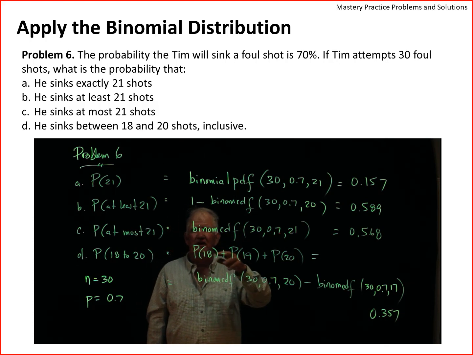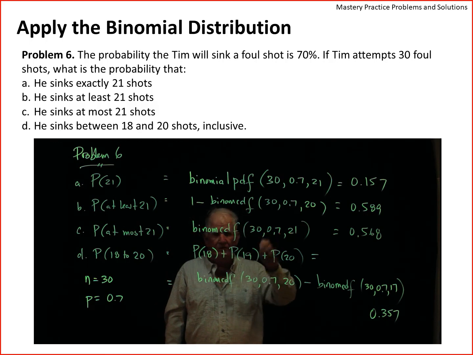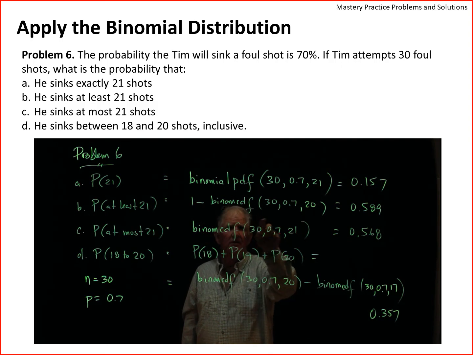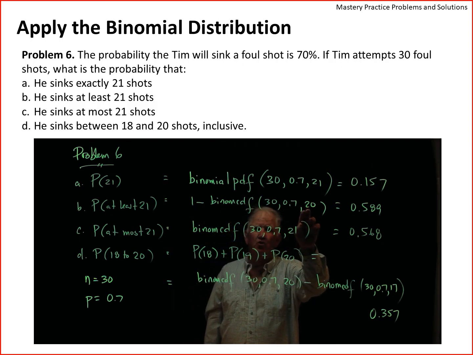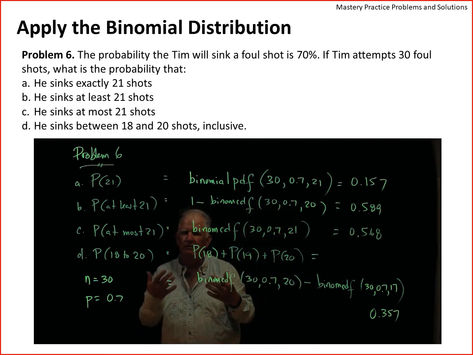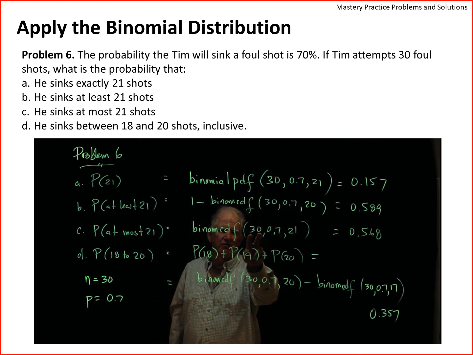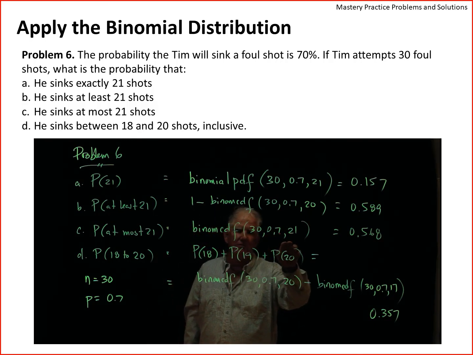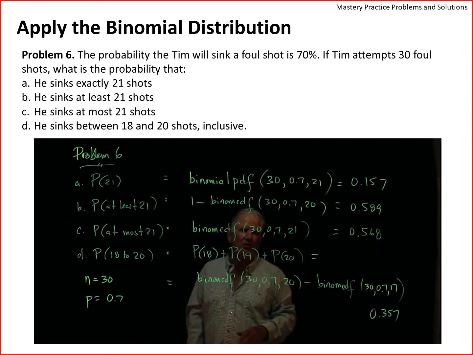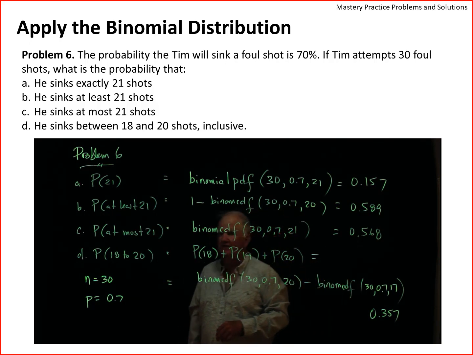At least 21, remember, let your mind switch over to complements. The complement of at least 21 is 0, 1, 2, 3, up to 20. So we'll go 1 minus binomial CDF, 30, 0.7, up to 20. Subtract that from 1, you get 0.589. At most 21, that is exactly what binomial CDF is all about. That returns, for 30 trials, 0.7, the probability of getting 0, 1, 2, or 21 successes, meaning at most 21, that's 0.568.